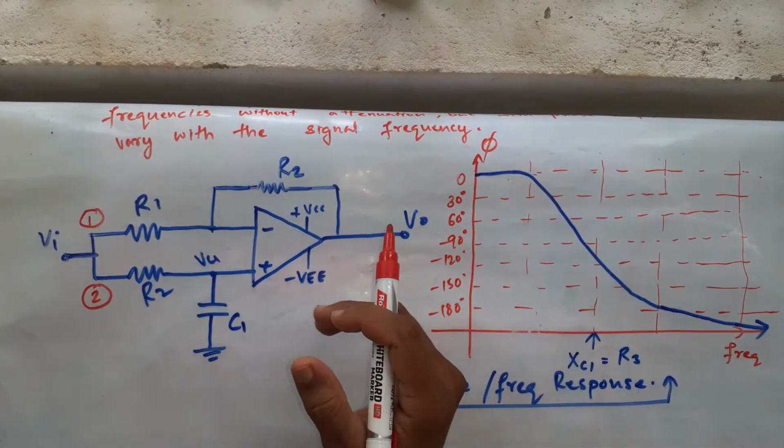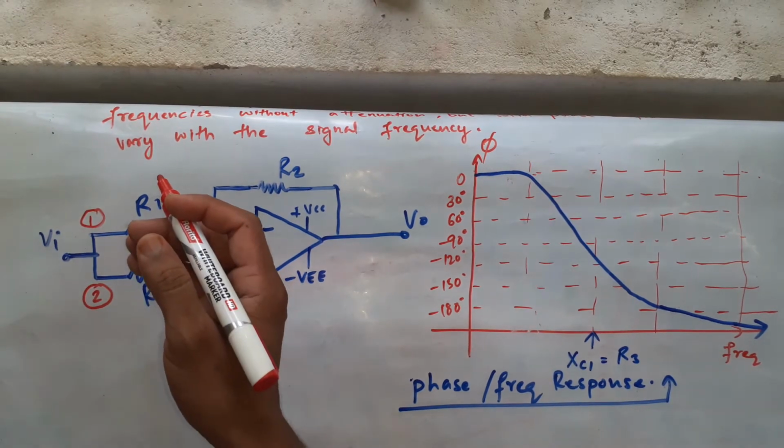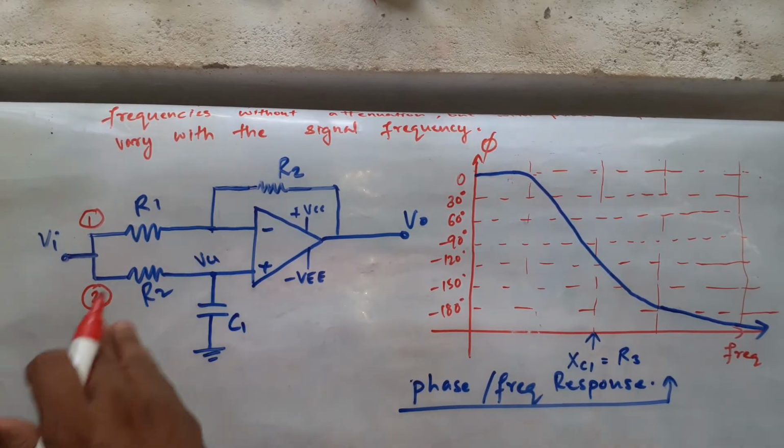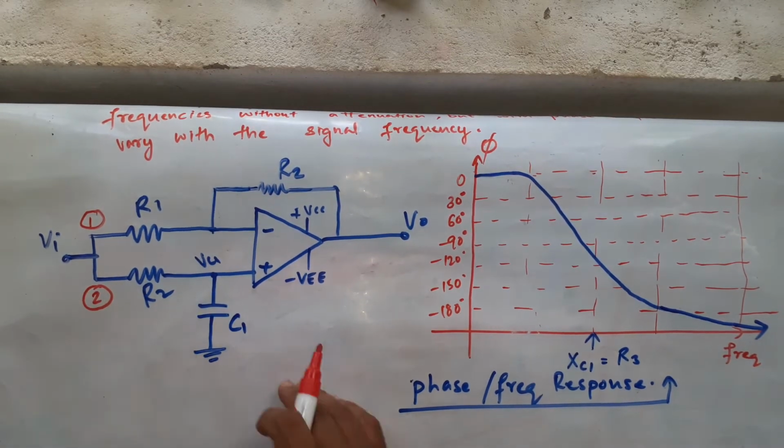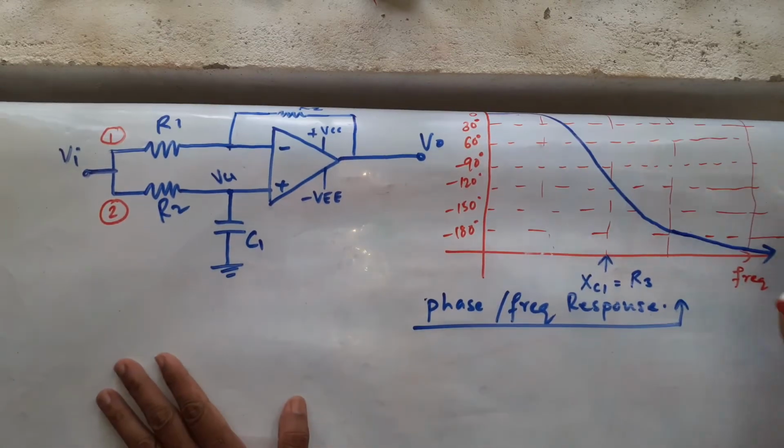Then in the second case, for the input you grounded earlier, you give supply, and the input which you gave supply to earlier, you ground now. This is how you can analyze. So let me start it here.